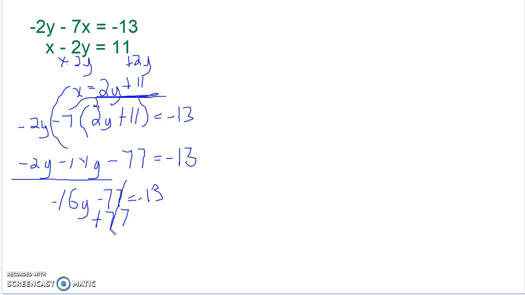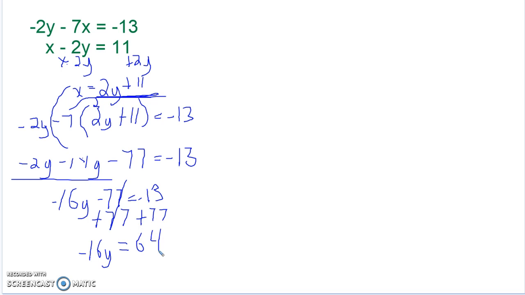And by additive identity, anything plus 0 is itself. So that's why the 16y comes down all by itself. And what we do on one side, we have to do on the other side. So I'm going to add 77 here as well. So we get negative 13 plus 77, which is going to give us 64. Now we haven't solved for y yet, so we're going to continue with our SADMAP.